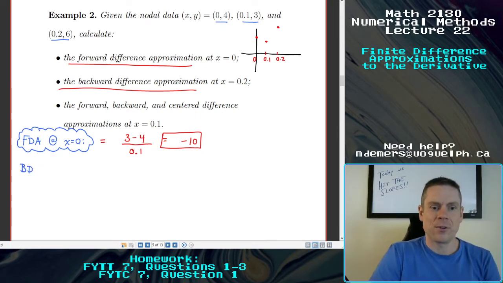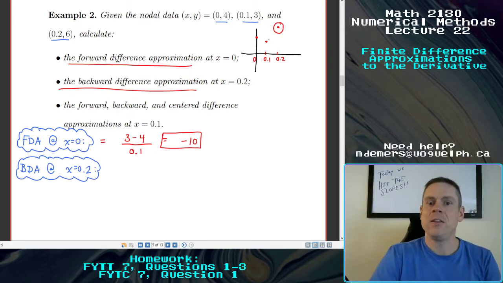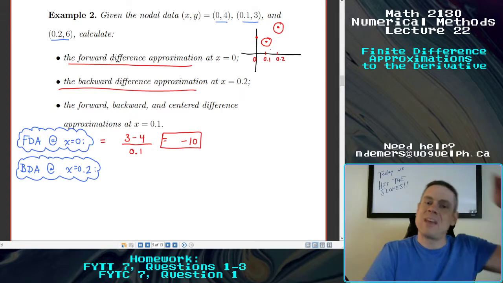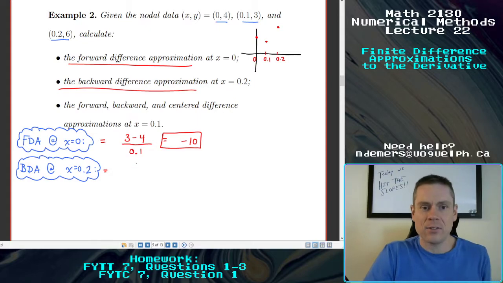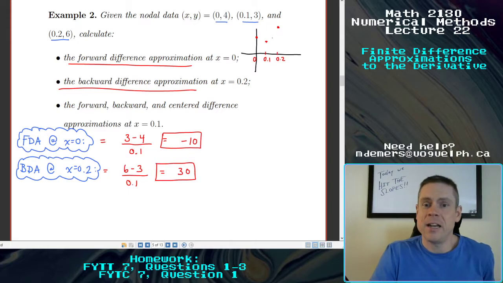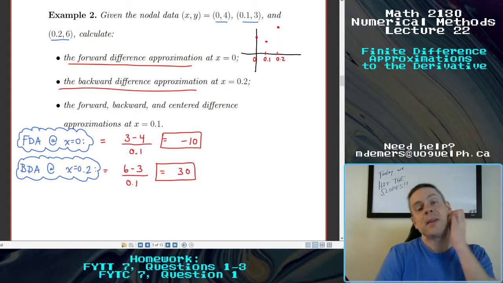The backward difference approximation at x equals 0.2. Well, the backward difference approximation at x equals 0.2 is going to take this as x0. This is x0 minus h, right? So we're taking a step back, and we're comparing those two things. So we're going to take the difference in y's, and that's going to be 6 minus 3, and put that over the h, 0.1. I think that works out to 30 if you do the math. And you can see, right, it is a positive value. The slope is positive between those 2 points. So that should make some sense as well.